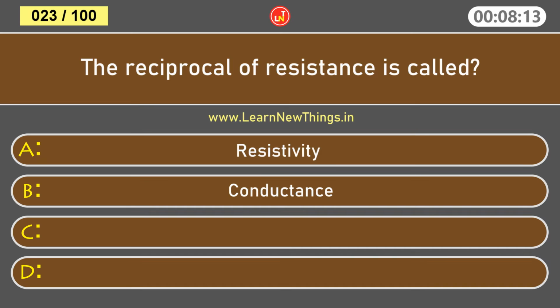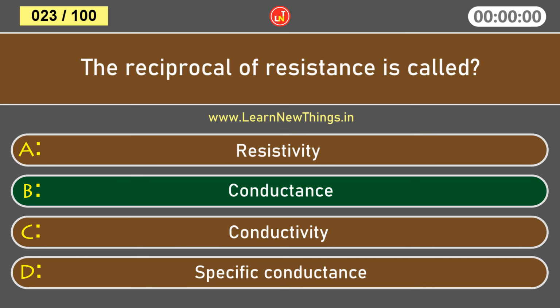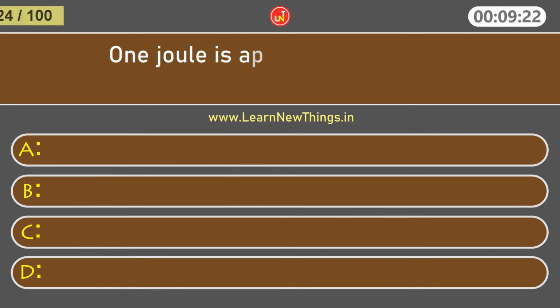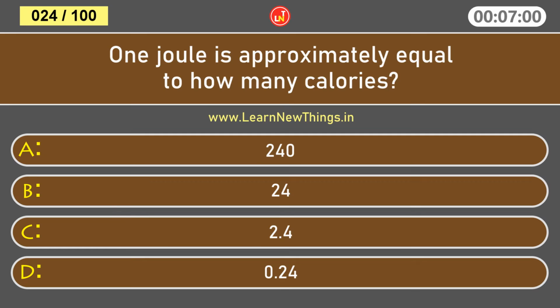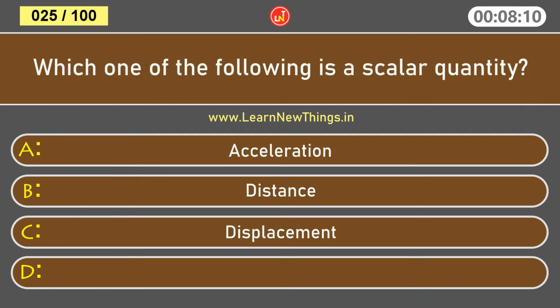The reciprocal of resistance is called conductance. 1 joule is approximately equal to how many calories? 0.24. Which one of the following is a scalar quantity? Distance.